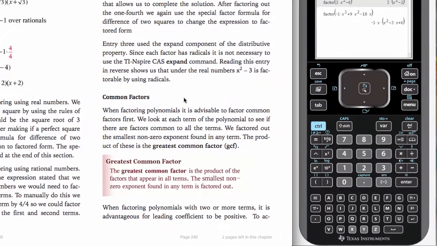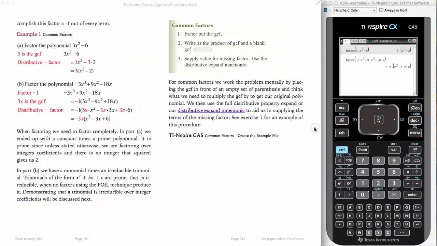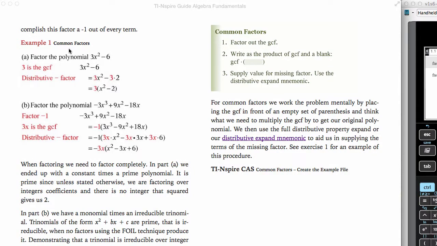When we start factoring, the first thing we want to do is to pull out the greatest common factor. So if we flip over here and take a look at example 1 and have 3x squared minus 6, we can write the 6 as 3 times 2, then 3 is common to both, so we can pull it out to the front and get 3 times x squared minus 2.